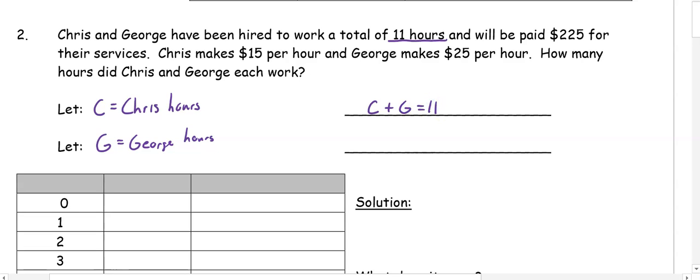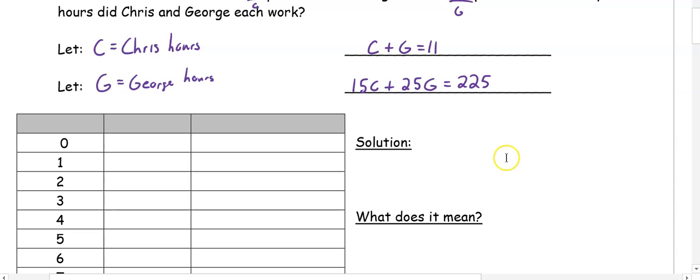Then we need an equation for them to make $225. So we know that Chris makes 15 and George makes 25. So we would have 15C plus 25G is equal to $225. So in our table here, we're going to have our people C and G again. Now together, we know they work 11 hours.